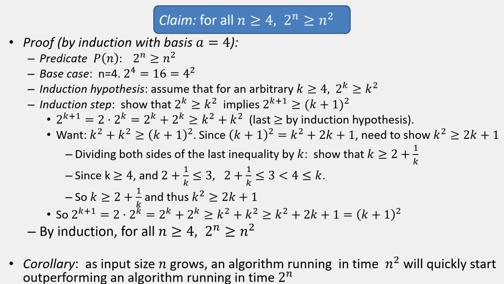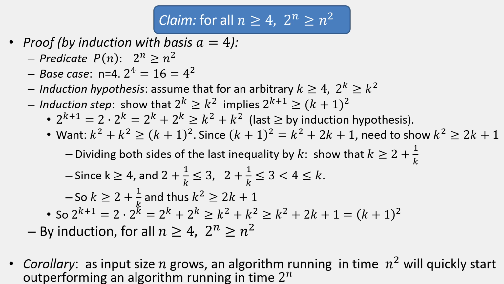Well, if your n is equal to 3, then you might try the algorithm which is 2 to the n time. But if your n is anything reasonably large, you will know that your n squared algorithm will do much better than the 2 to the n algorithm. So this induction proof that tells you that n squared is always less than or equal to 2 to the n would tell you that the algorithm running in time n squared will always outperform, as n grows, an algorithm running in time 2 to the n.